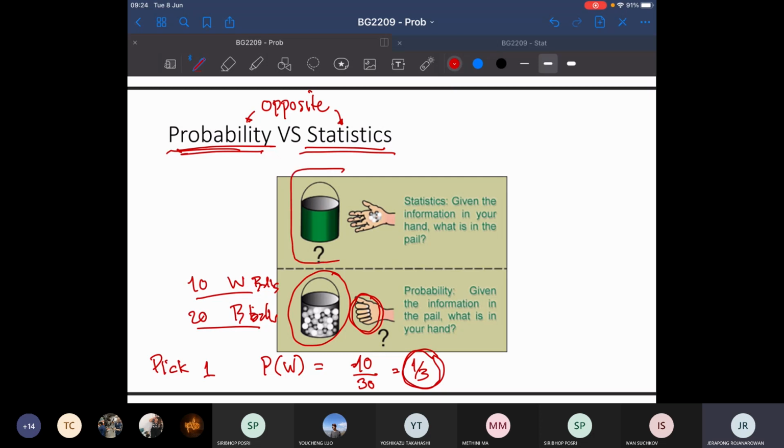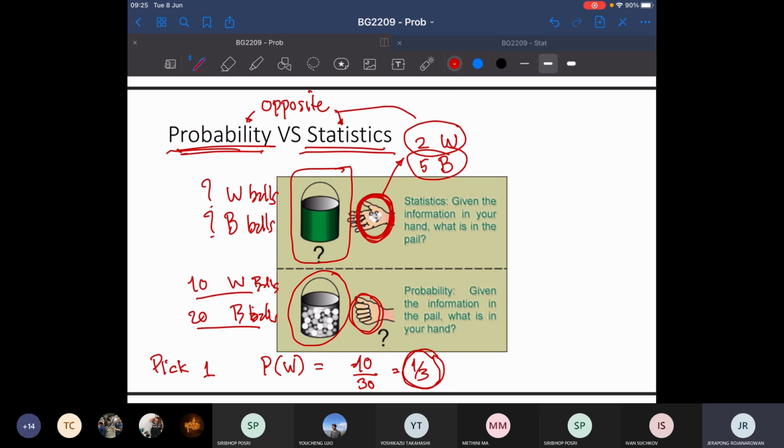Statistics is gonna go like this. You have a bin, but you don't know how many white balls are in here, and you don't know how many black balls are in here. Okay? Then what you're gonna do? You are going to pick some balls. And then you're gonna count how many whites, how many blacks. Let's say you have 2 whites, and then you have 5 blacks. And then once you get 2 whites and 5 blacks, you are trying to estimate the whole thing here.